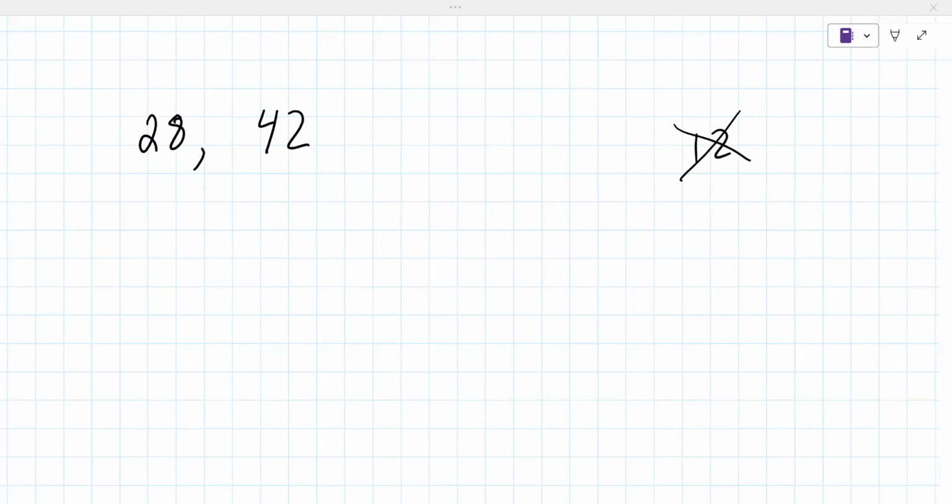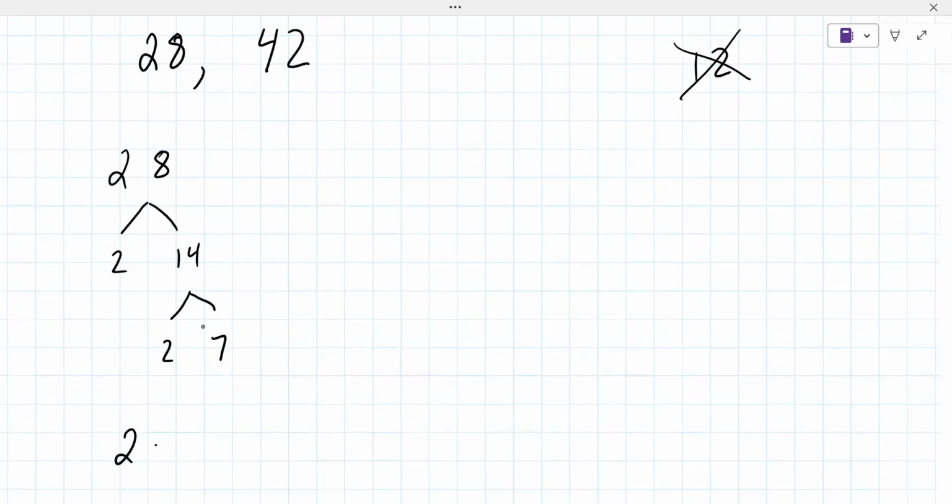What is your factor ladder for 28? 2 times 14, and then circle the 2, and then the 14 would be 2 times... Okay, so there's a problem there. For 28, yes, it's 2 times 14, but does 2 go into 14? 2 times 7. Yes. So it's 2 times 2 times 7. Now do the same thing for 42.